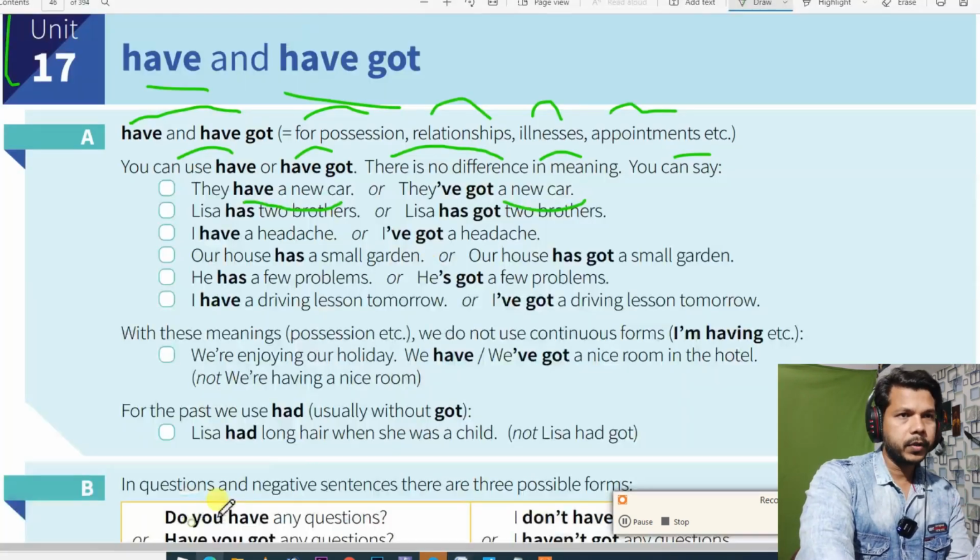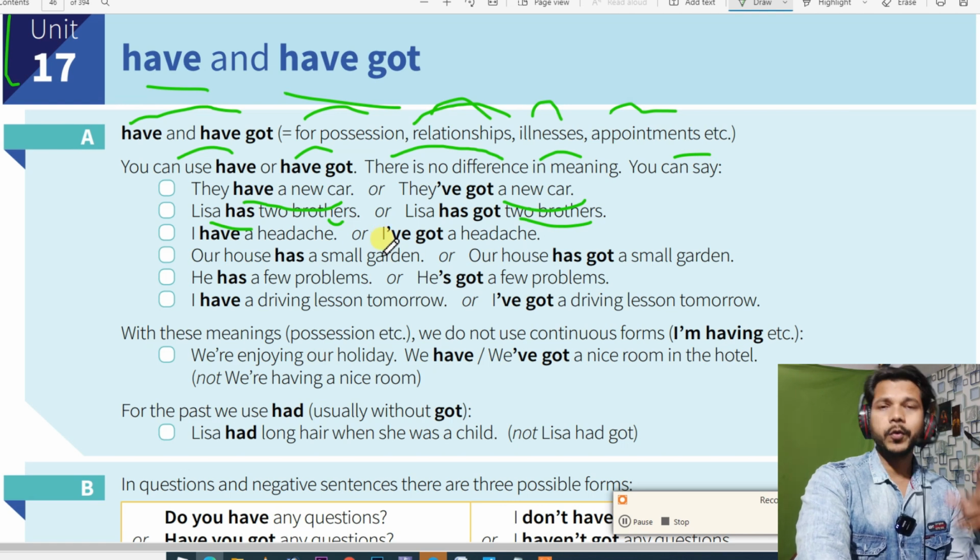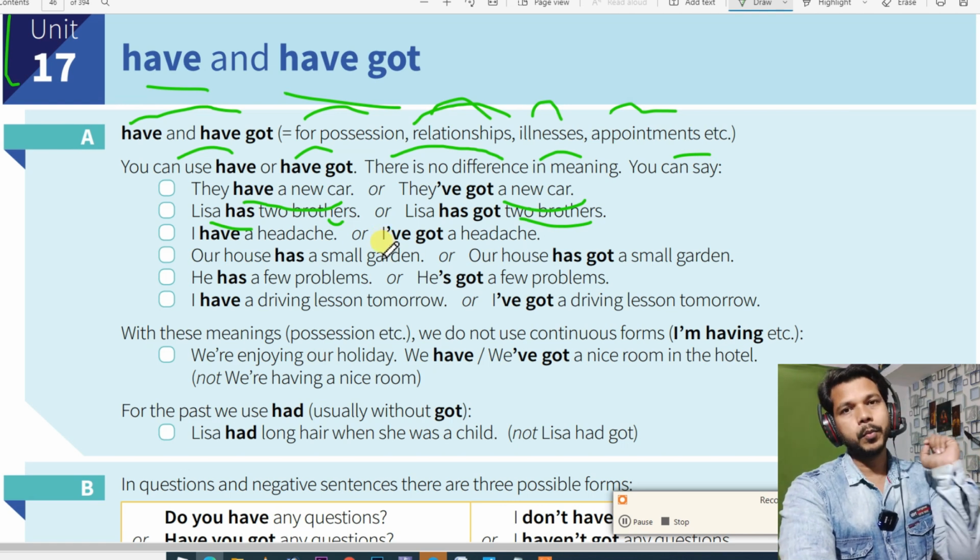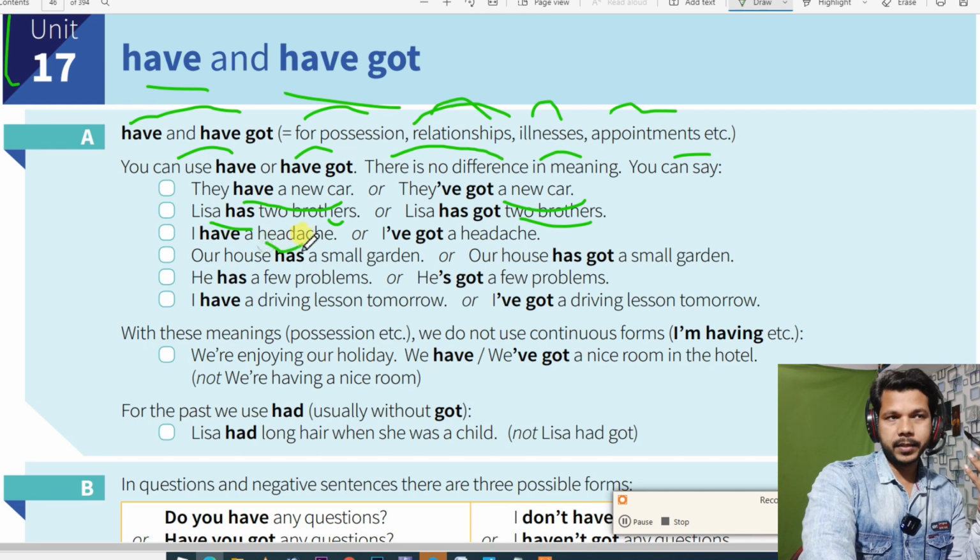Now let's read the book. Like Lisa has two brothers, or Lisa has got two brothers. Both are same. Here it has been written about relationships. It means she has two brothers, she has a boyfriend. So you can say she has a boyfriend, or you can say she has got a boyfriend. I have a headache, or I've got a headache. You have two ways to speak.